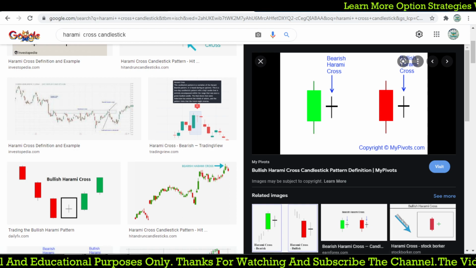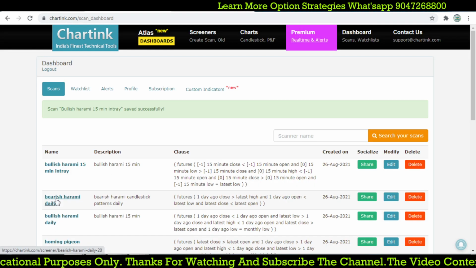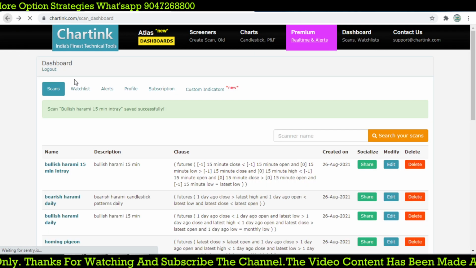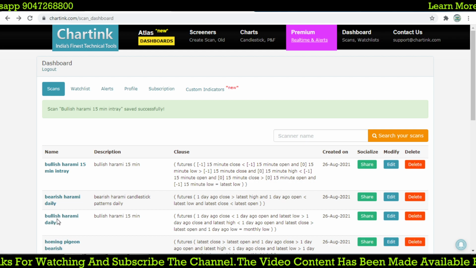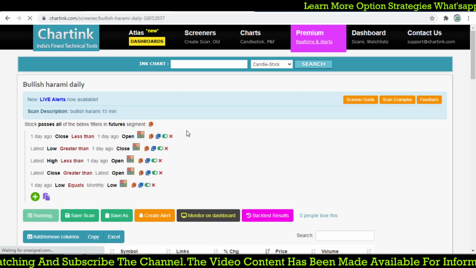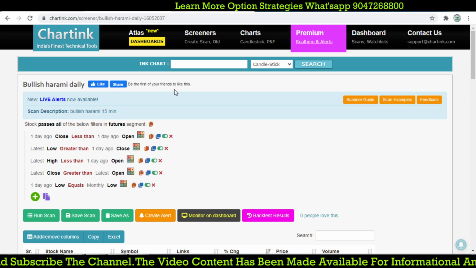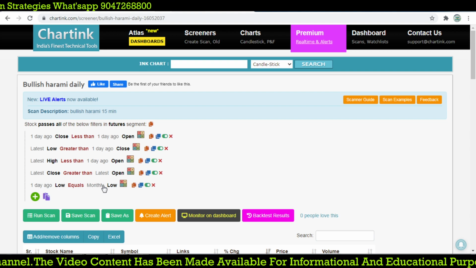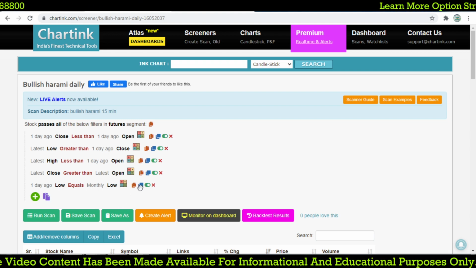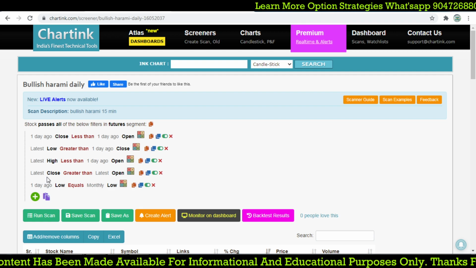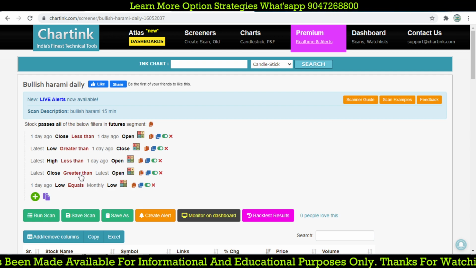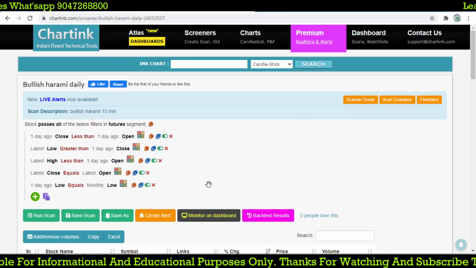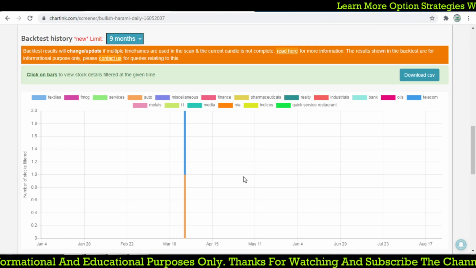So let's create the same Harami cross from the bullish Harami daily scan. We already created the code for the bullish Harami daily. Now we are going to create the Harami cross, so we simply add one condition: the latest close equal to latest open. Simple. We change this one, and that will tell you where the Harami cross is formed.